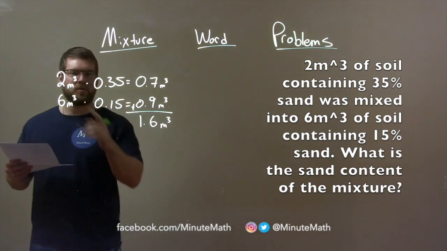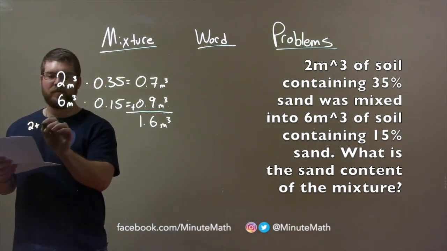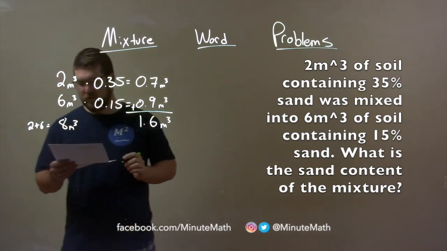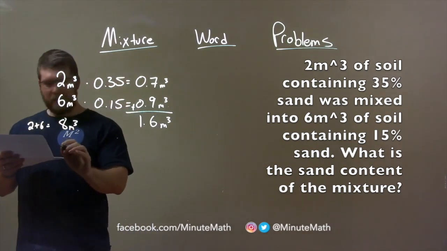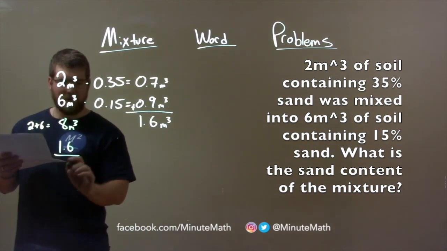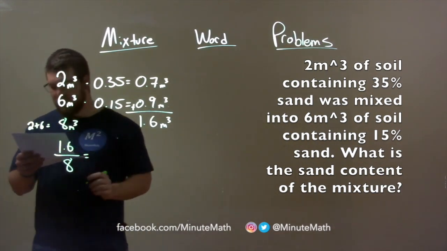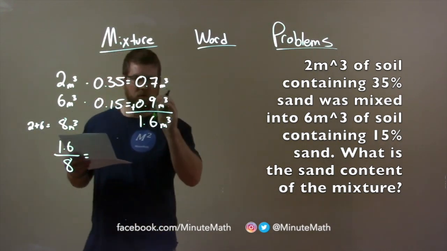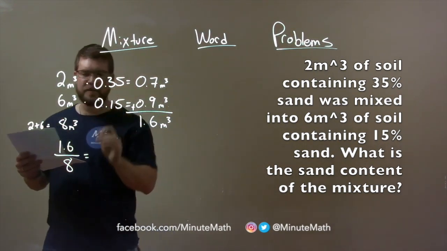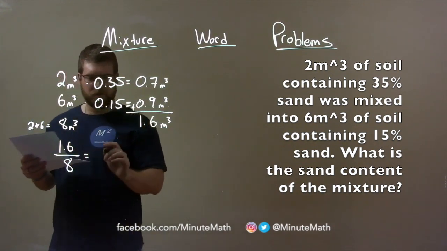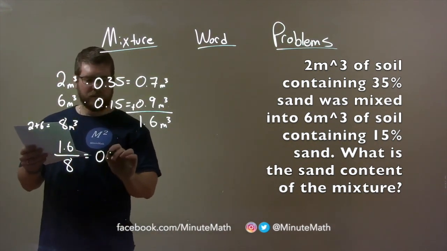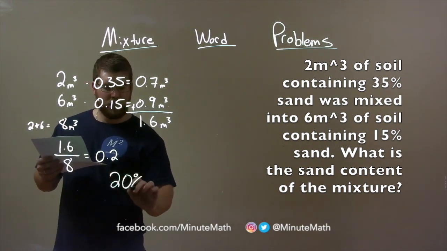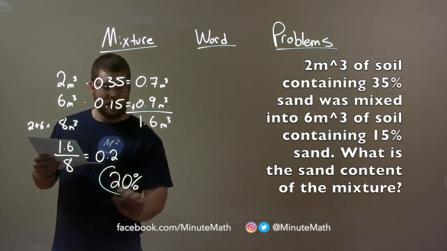So we take the 2 and the 6 and add that together. 2 plus 6 gives us a total of 8 meters cubed. So for the percent, we take 1.6 divided by that 8, and that gives us a decimal. So 1.6 meters cubed of pure sand over a total of 8 meters cubed gave us 0.2 as a decimal, or our final answer, which is 20% sand content.